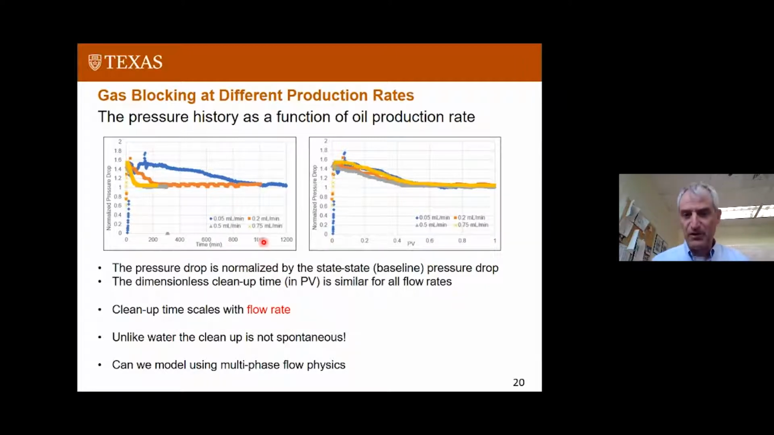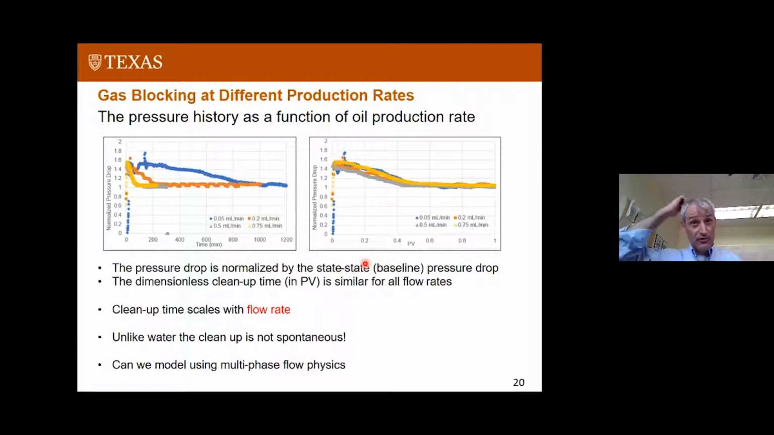We can plot this versus time. We can plot this versus pore volume, and the clearing takes place. We find out the clear up time scales with flow rate, not time. So if we flow faster or slower, it's always the pore volume which determines how fast it clears up. Again, this is another experimental evidence that we have dissolution taking place, not something that takes place spontaneously. The water spontaneously clears. We don't even have to flow the oil back for the water to clear. So the water clears with time. The gas only clears by flowing oil back through the core.